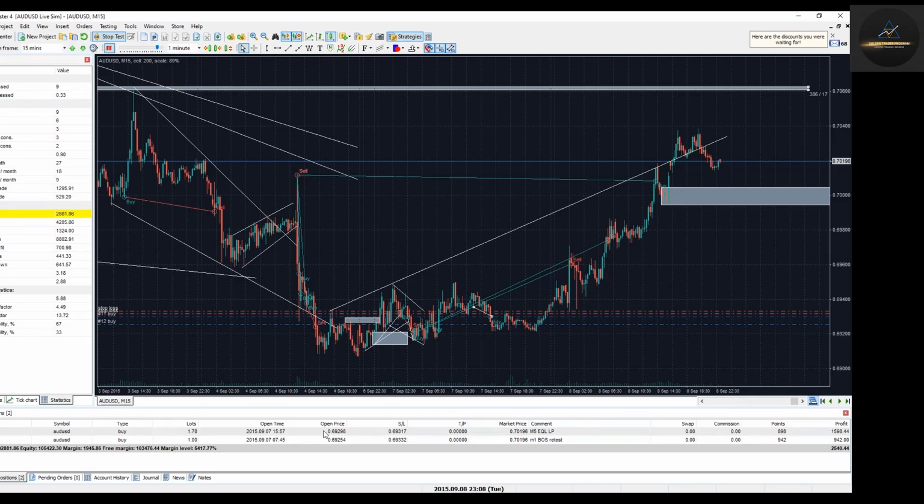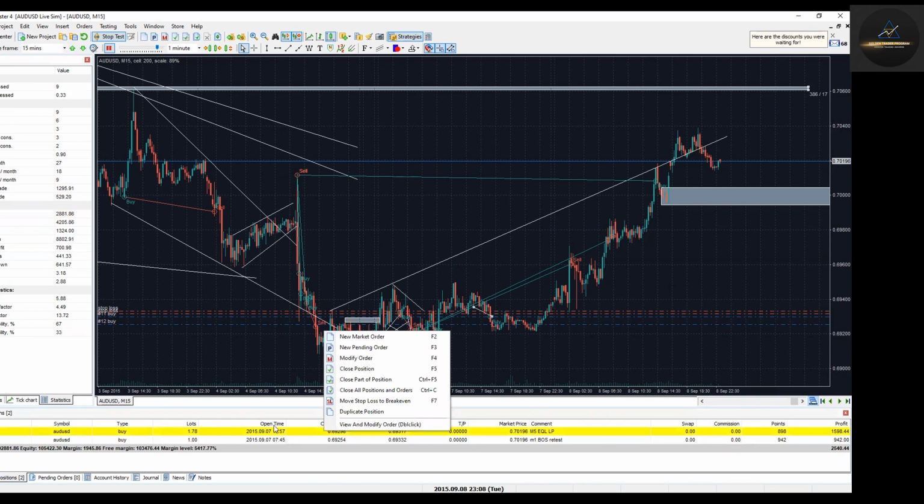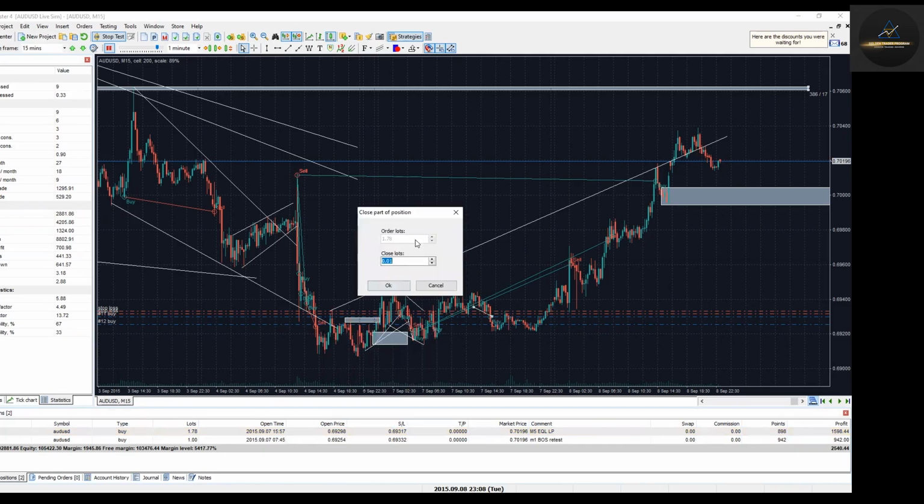The way to bank profits is you right click here, modify, close part position, which you can also do with the shortcut Control F5. Currently this trade has 1.78 lots. I'm going to go ahead and take, because this is on the higher time frame.